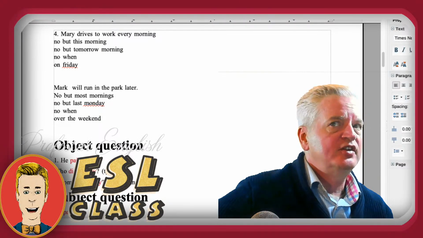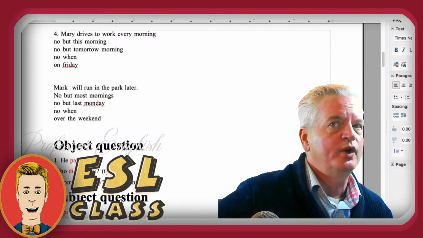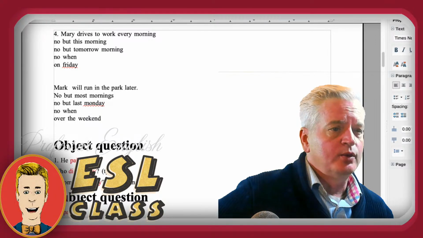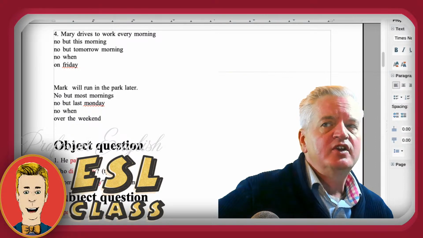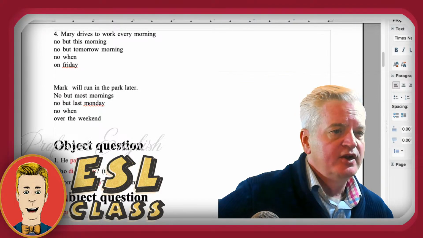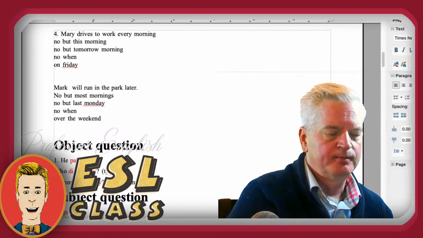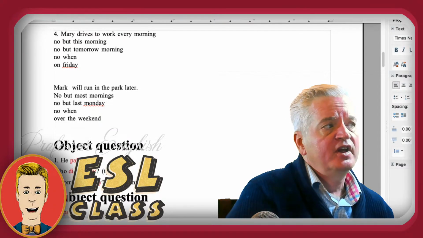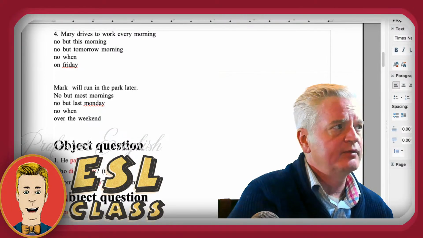Now let's add a but. But tomorrow morning, yes. How will you say that in the future using will? She will drive to work tomorrow morning. She'll drive to work tomorrow morning. She didn't drive to work this morning, but she'll drive to work tomorrow morning. Try to say all of that together. That's how you become more fluent.